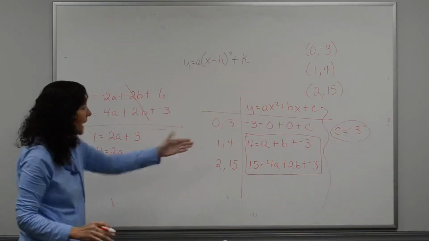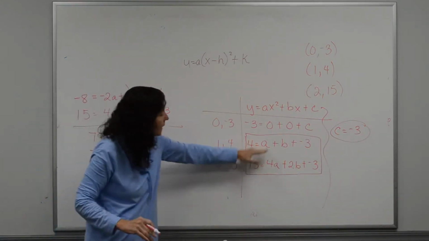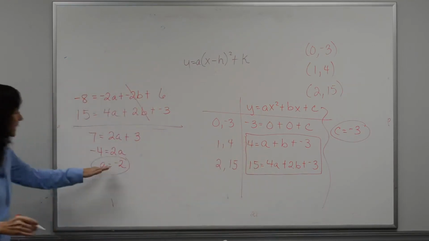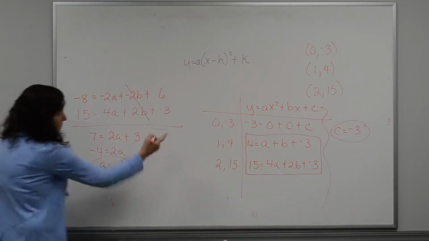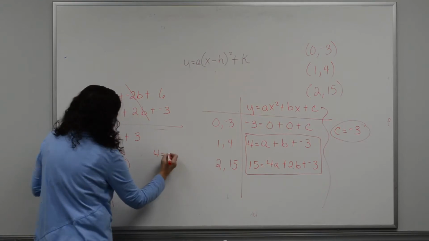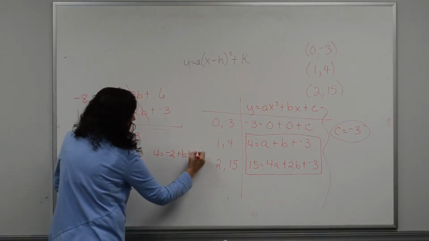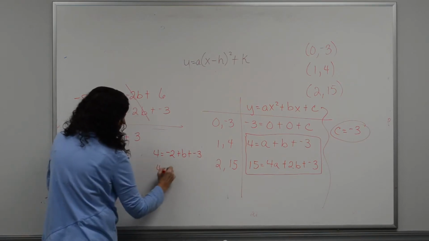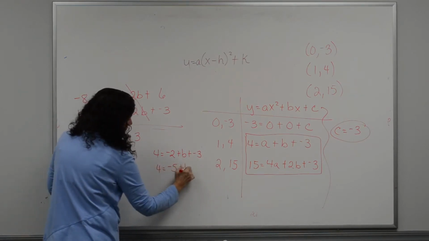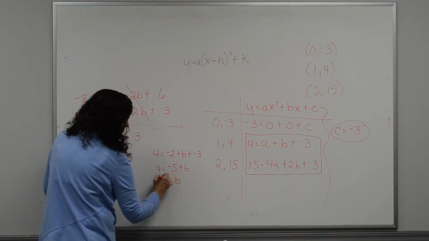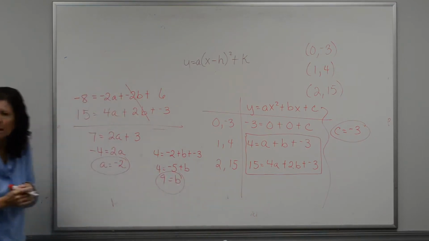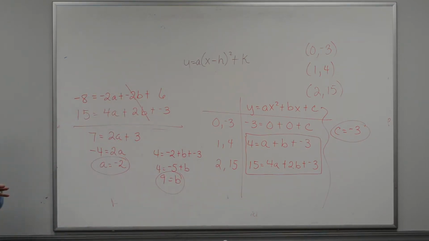So now I go back and I plug in to either here or here to find what B is equal to. So if I plug into that one, 4 is equal to -2 plus B plus -3. 4 is equal to -5 plus B. B would equal 9. Okay? Y'all with me? This one was much easier.